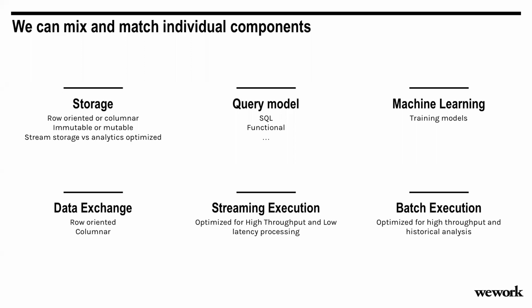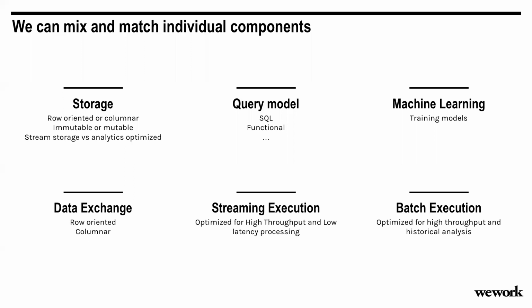Right? So there's a storage piece. It can be row-oriented or columnar, immutable or mutable. There's stream storage, and there's analytics-optimized abstract storage. There's a whole query model, where you have things like SQL, and more functional-oriented things like Pig and Cascading. The creator of Cascading is also here. Things like that.